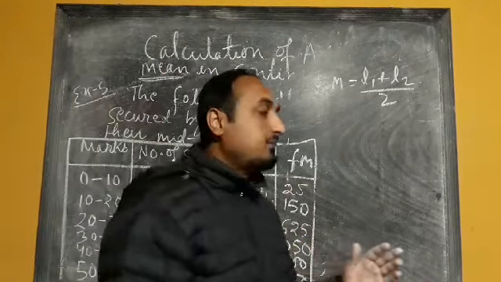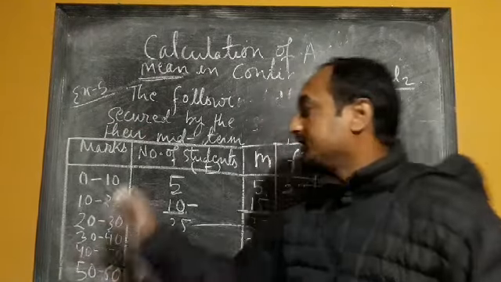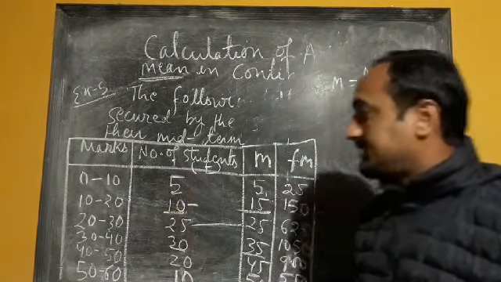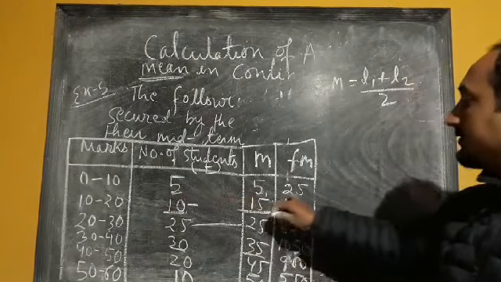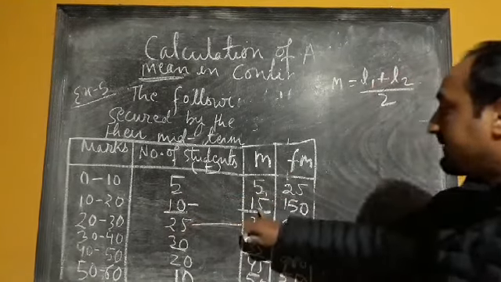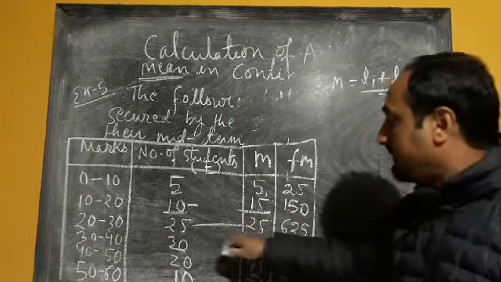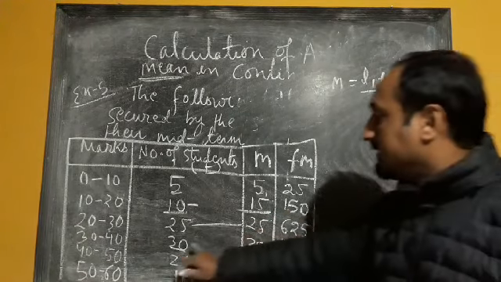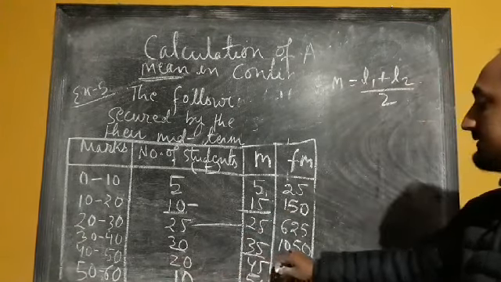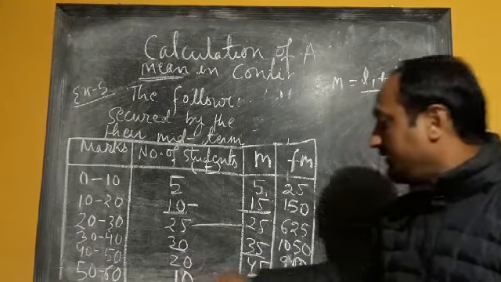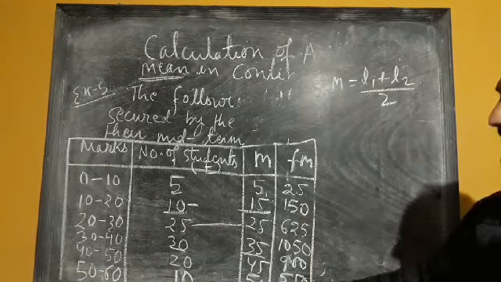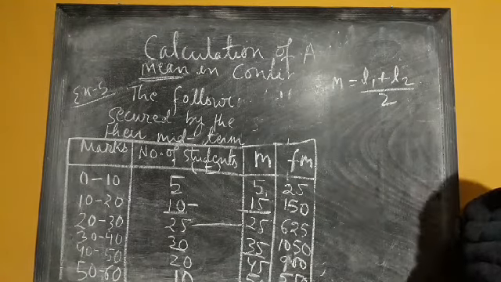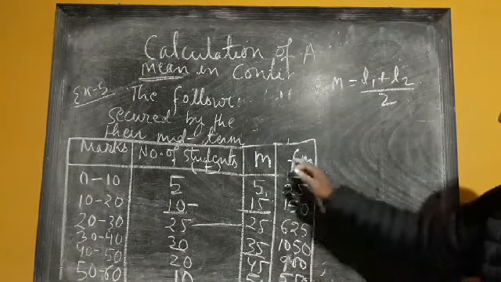So this is the way to calculate FM. Whatever the frequency of the respective class interval is, we multiply with its mid value. So 5 into 5, 25, 10 into 15, 150, 25 into 25, 625, 30 into 35, 1050, then 20 into 45, 900, 55 into 10, 550. This is the way to calculate FM.